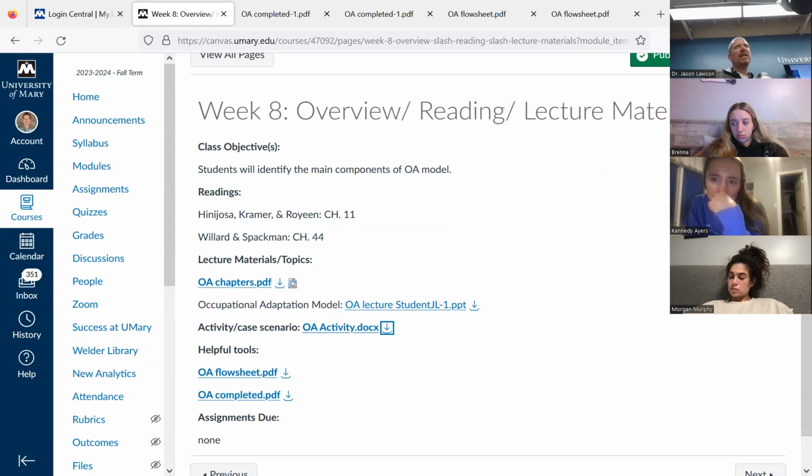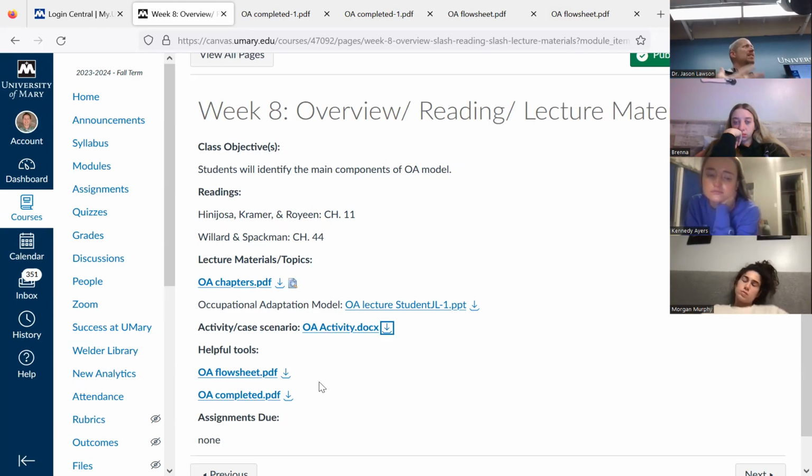There's a lot of really complicated terms, if you will. And so I have these OA flow sheets on Canvas that I find really helpful. Even as I am reading the chapter and prepping for the lecture, I always have these flow sheets with me. They help me understand where I'm at in the process and try not to get lost in some of the terminology, okay?